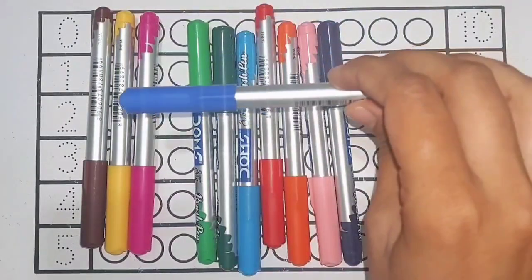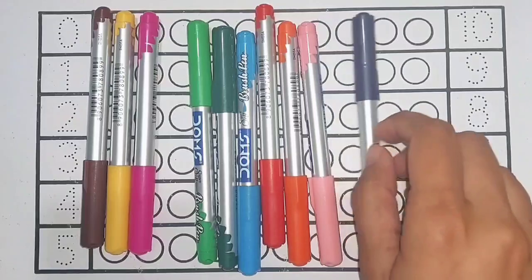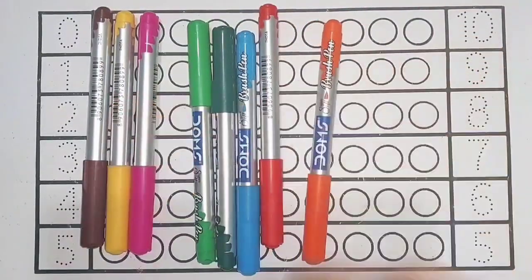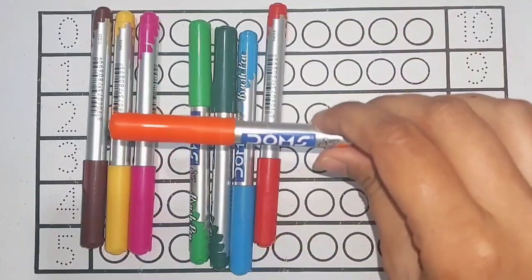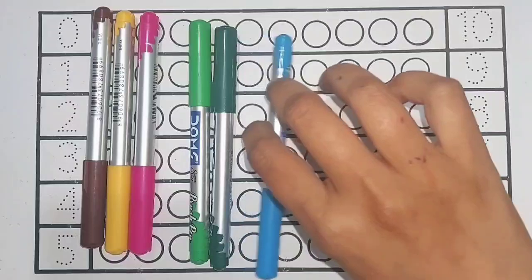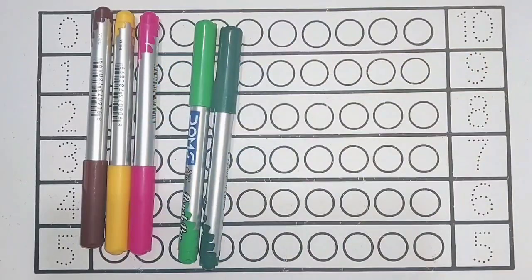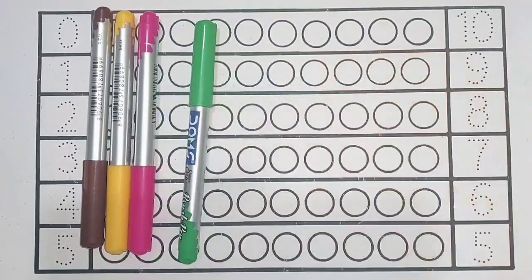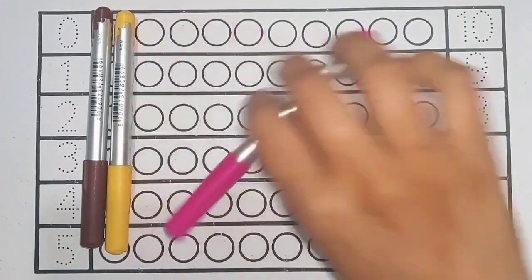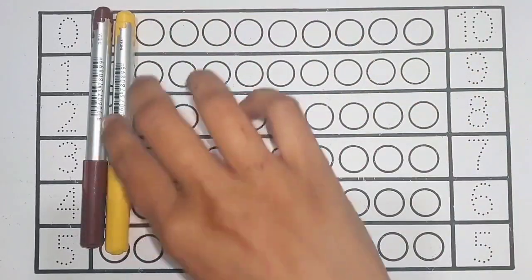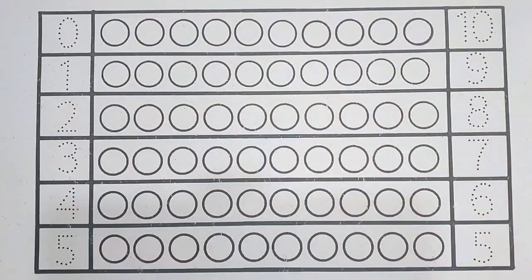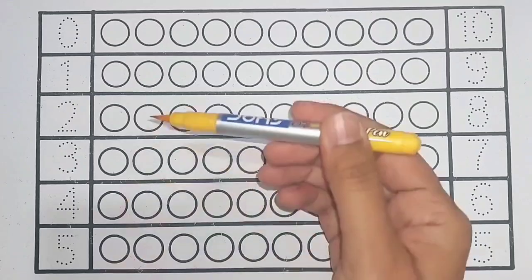Blue color, violet color, light pink color, orange color, red color, sky blue color, green color, light green color, pink color, yellow color, brown color. Let's fill the colors.